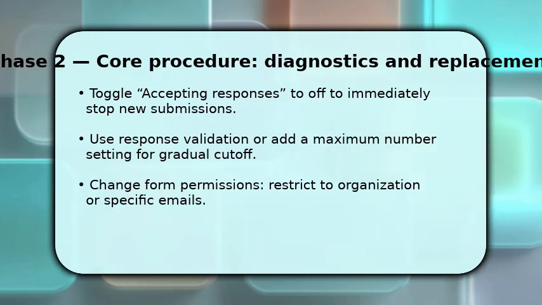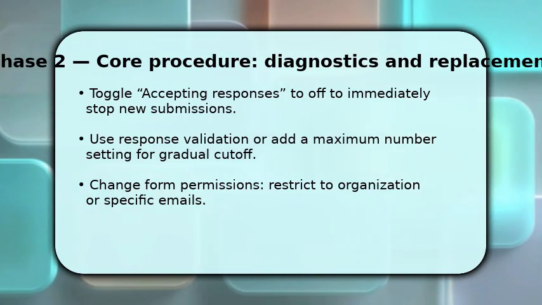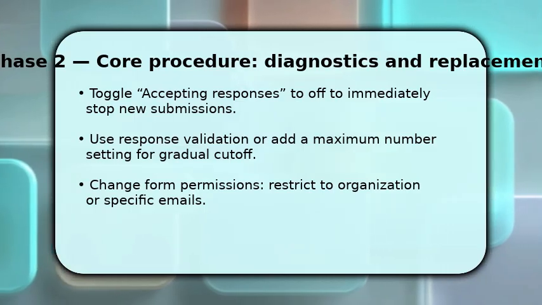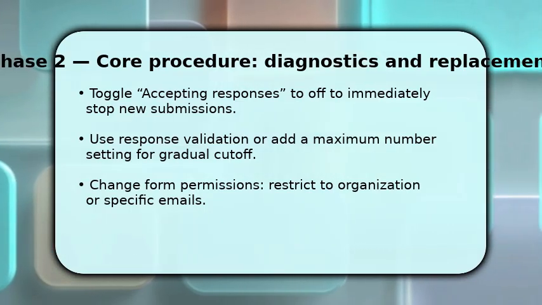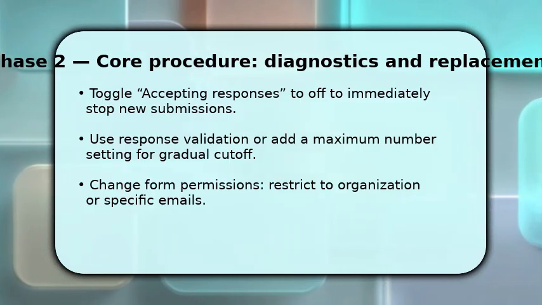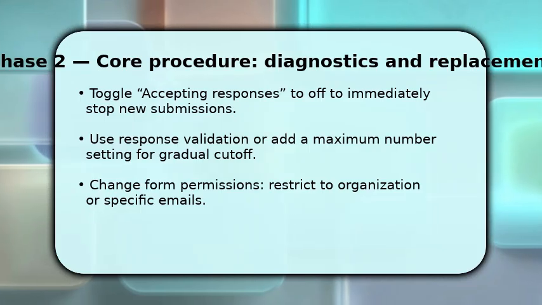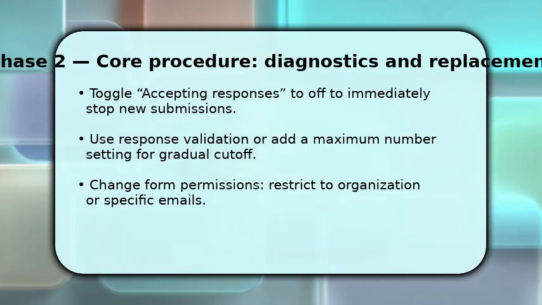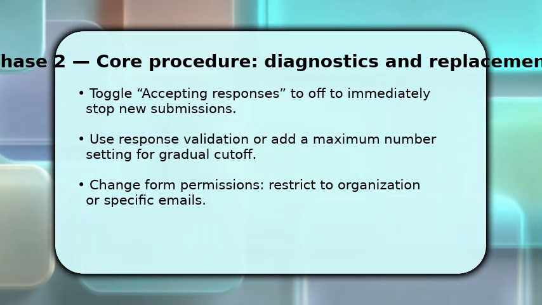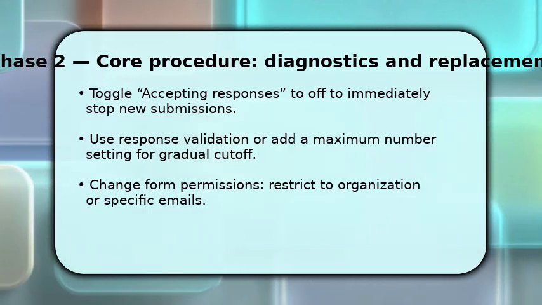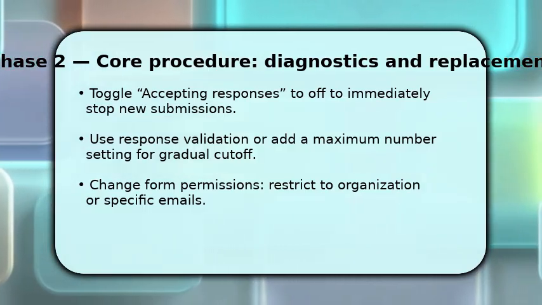Toggle off accepting responses for an instant cutoff. You'll see a closed message and retain data. Alternatively, use response validation or limit responses by scripting a trigger that closes at a set count or time. This gives a graceful shutdown. Also, change sharing to restrict to specific email domains or addresses if you want selective closure.